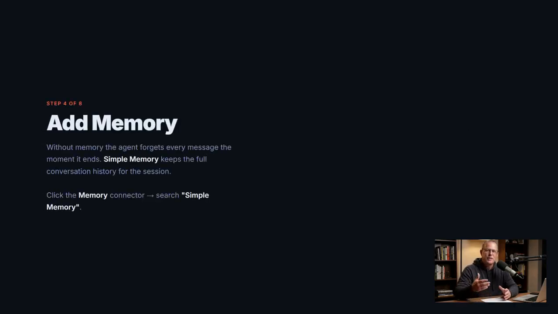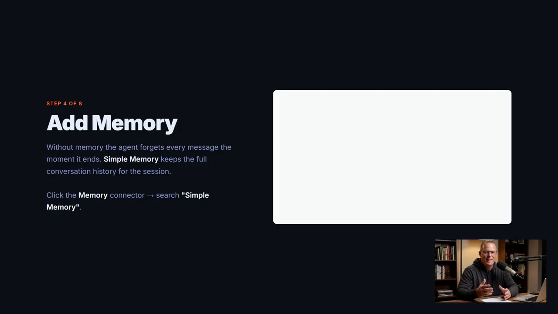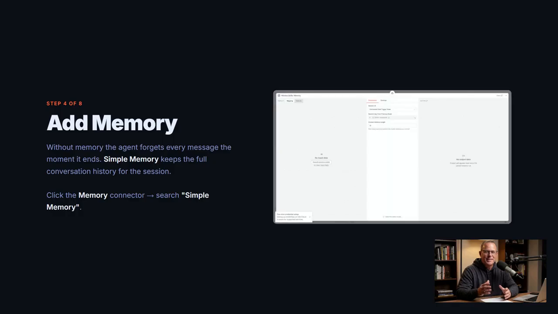Right now, if you sent two messages to our agent, it would treat the second one as if the first one never happened. That's because LLMs are stateless by default. They only know what's in their current input. Memory solves this. Look at the AI agent node again. This time, click the plus icon next to the memory connection point. In the search, type Simple Memory and select it.